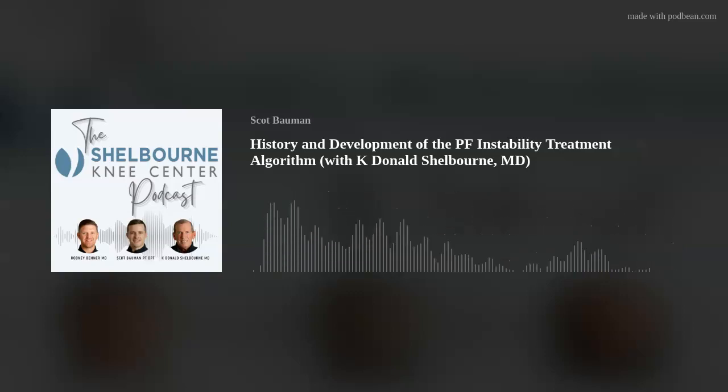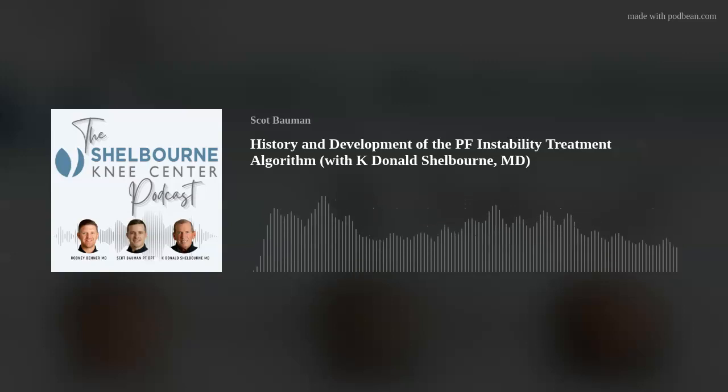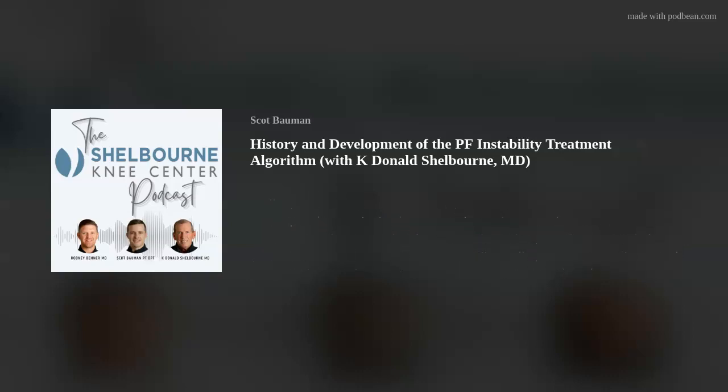It's the modern day, more benign Hauser. In the old days, Hauser was what everybody did. Now MPFL is what everybody does. If MPFL reconstructions don't work, you don't give people a loss of flexion in an arthritic knee.